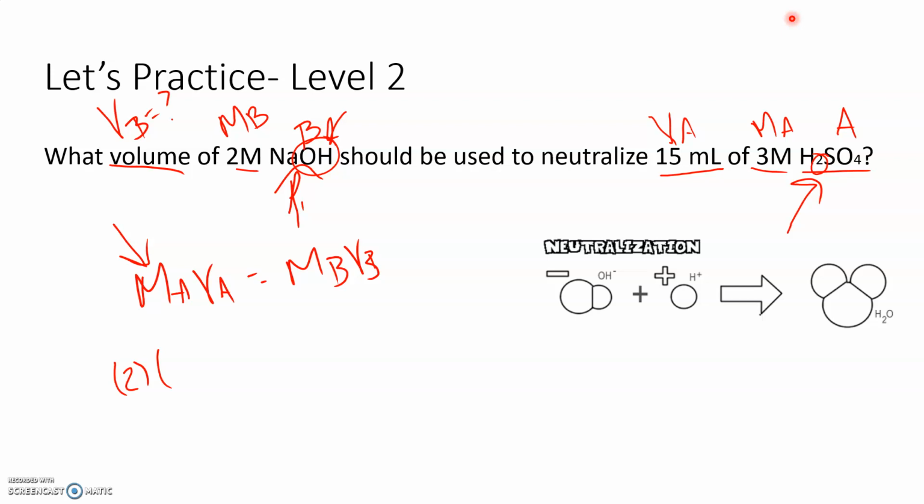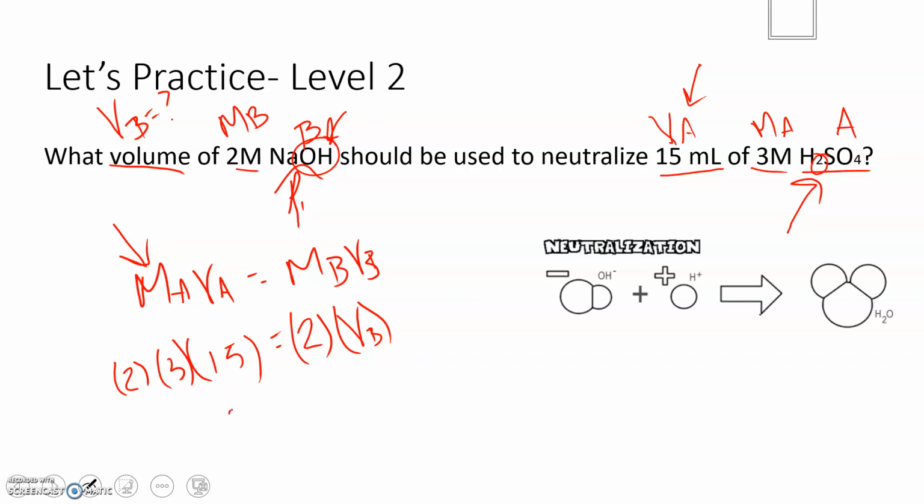The molarity of the acid was 3 molar. The volume of the acid right here was 15 milliliters. The molarity of the base I was given is 2 molar. And the volume of the base is what I am looking for. So I'm trying to find VB. And again, you can make that an X. You would just need to simplify and solve.